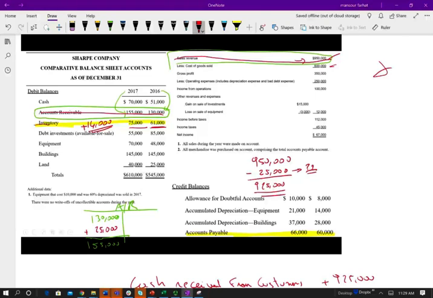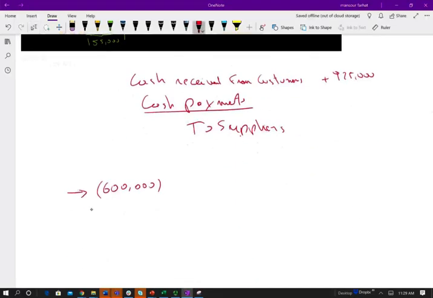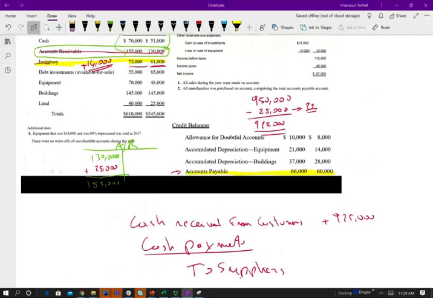Now you might say, what if I bought it on account? Don't worry, I'm going to make the adjustment for accounts payable in a moment. But all I know for now is that since my inventory went up, that's an additional disbursement of cash because I have more inventory. So inventory went up, I dispersed more cash.